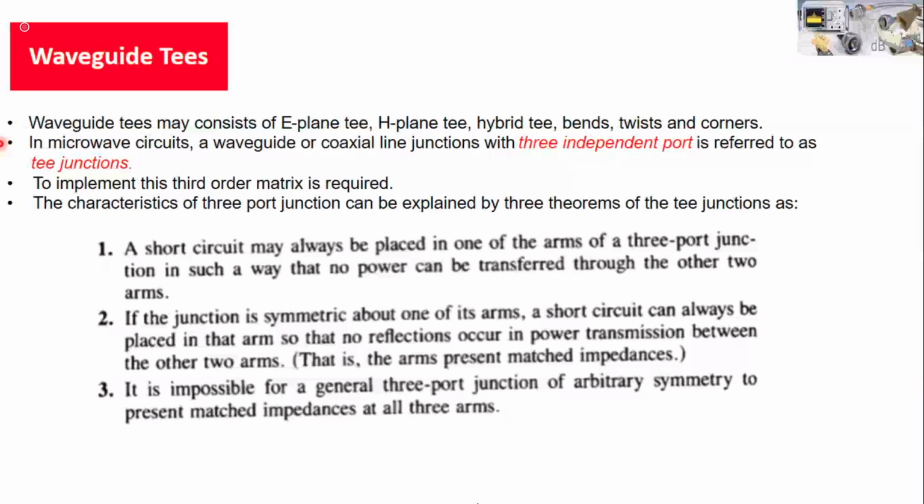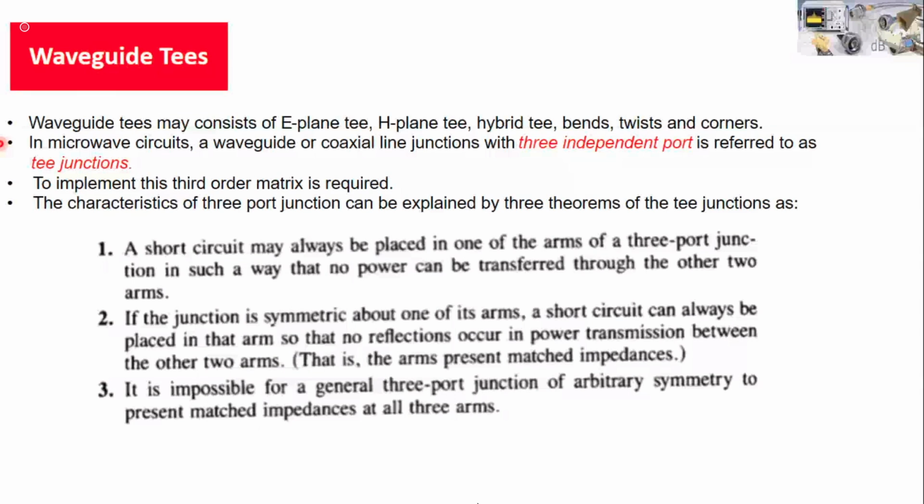Now we have to see what waveguide T's are. The next topic is waveguide T's. As I discussed in the previous slide, there are basically four types of waveguide T's: E plane T, H plane T, then the hybrid, a combination of E and H plane T, and then the ring race type circuit. Basically, a waveguide T has three ports: port 1, port 2, port 3.